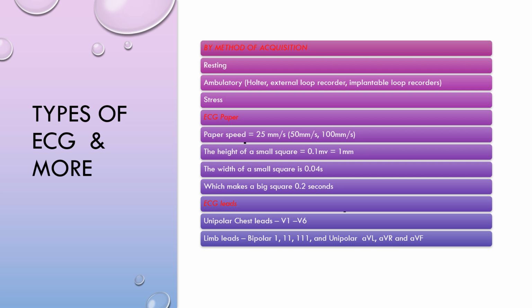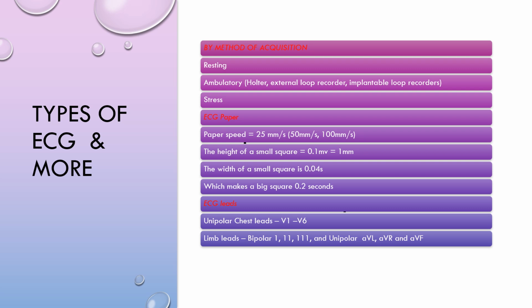You also have stress ECGs, where the heart is put under stress either by physical exercise or chemically by medication. And then we look at the ECG tracing and have a guess at what is happening with the vasodilatory capacity of the coronaries during stress. So let's talk a bit about the ECG paper.